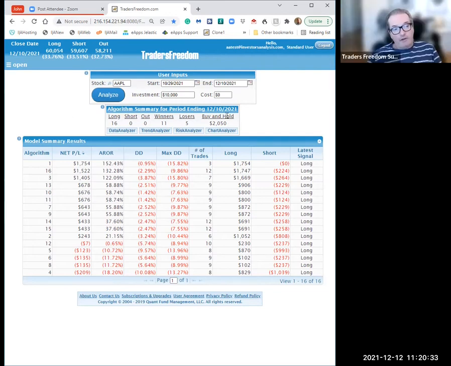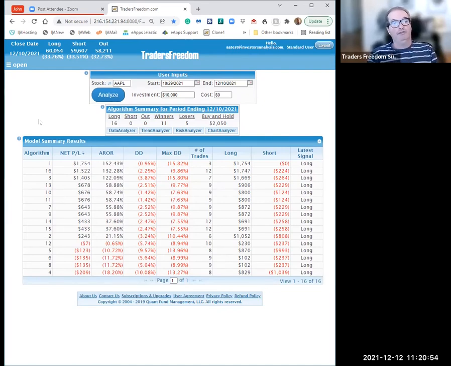So this is the summary of how all the algorithms work. And then down here, we have what we call our model results. A model is simply the stock that you pick and the algorithm that you choose. So it could be Apple 1, 16, 3, 13, et cetera. So that's going to be 1 through 16.